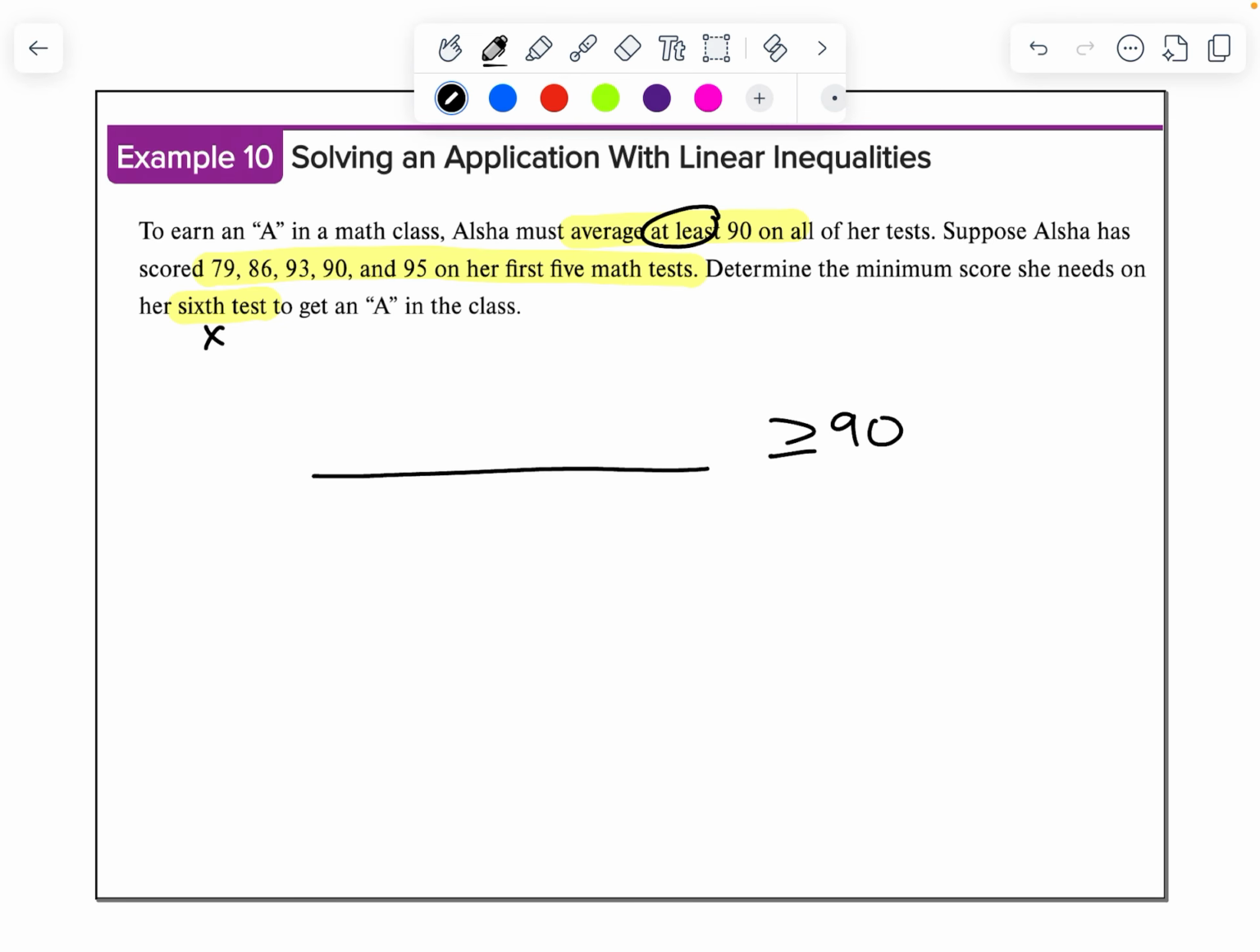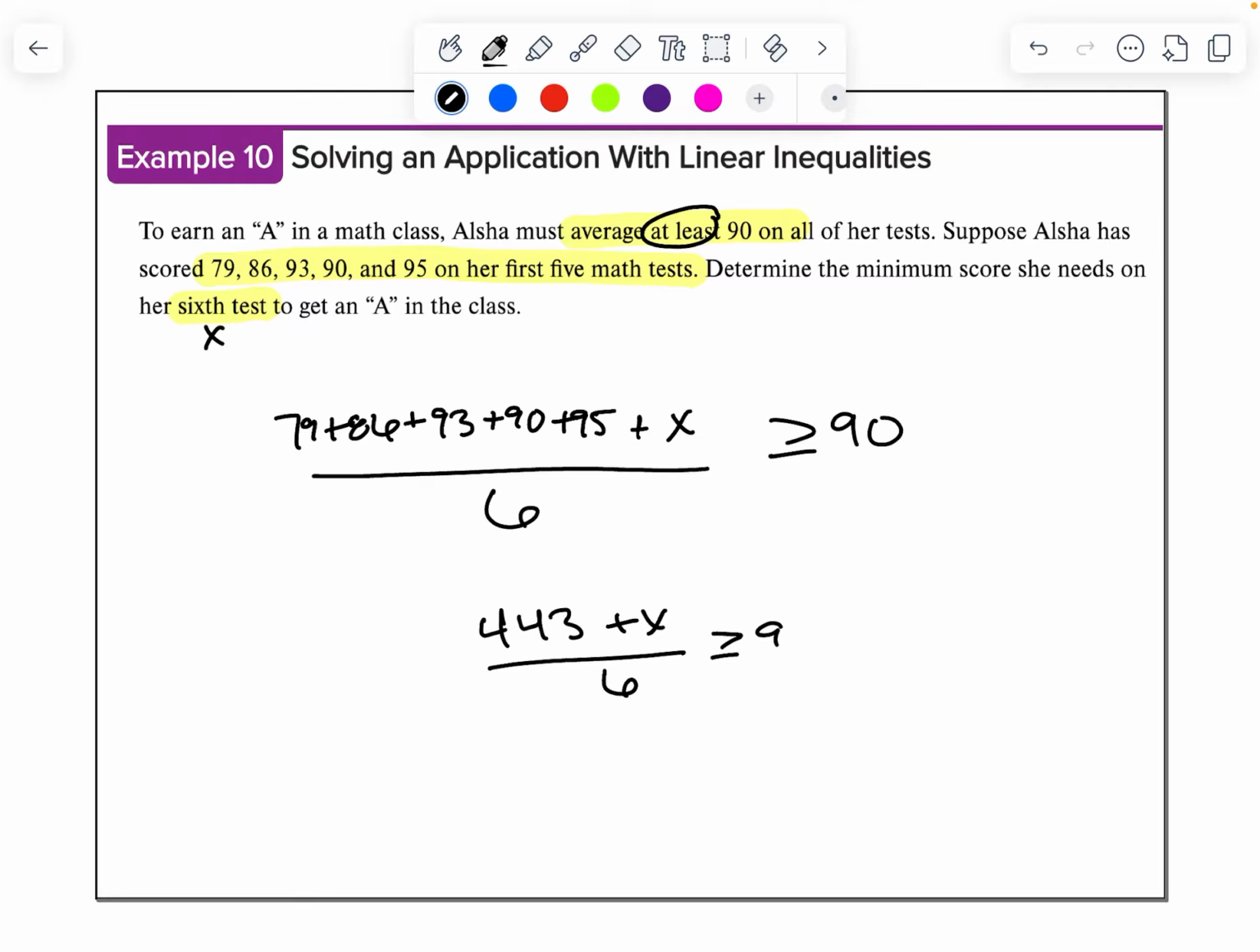If we average up all her tests, it says she's going to have 6 tests total. Her first 5 tests were a 79, a 86, a 93, a 90, a 95. And her last test, we don't know what it is. Let's see if we can solve this. All those numbers on the top, let's add those up in the calculator. 79 plus 86 plus 93 plus 90 plus 95. If we add those up, we get 443 plus X over 6 greater than or equal to 90.